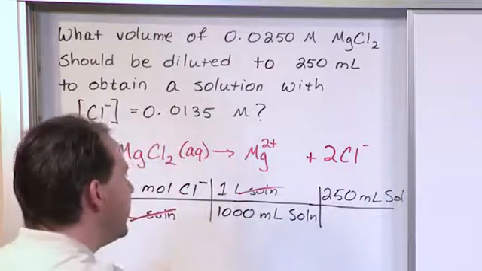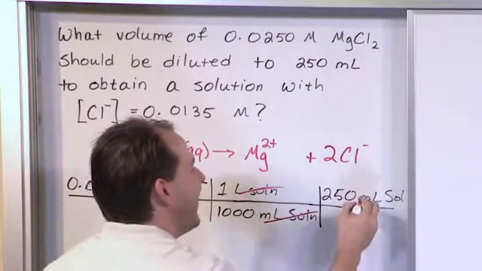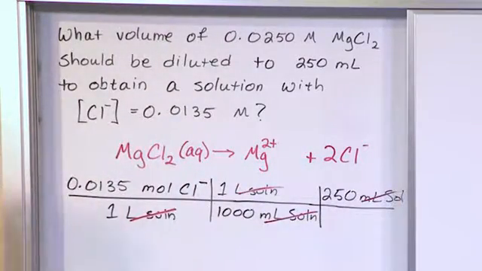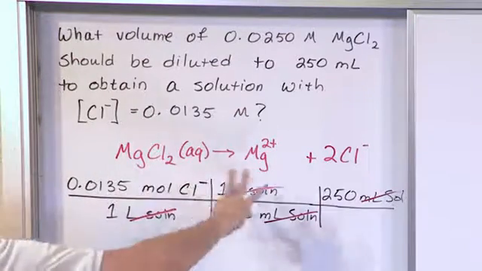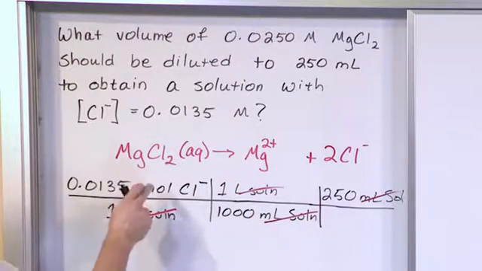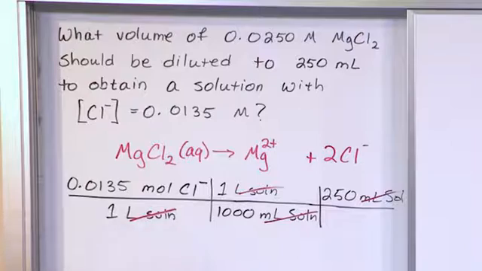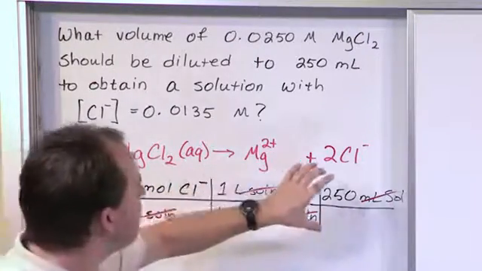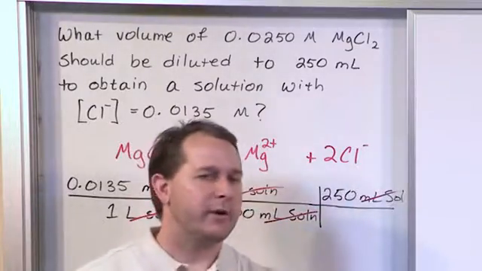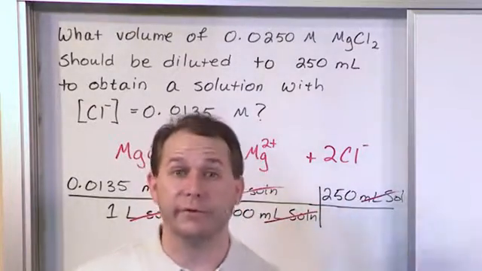Because when I do that, the milliliters of solution cancels with the milliliters of solution. What units do I have left? Here, I've canceled everything. The only unit I have left is moles of chlorine ions. So I'm not dealing with concentration anymore. When you have your concentration and you multiply it by a volume, then you don't have concentration anymore. You're dealing with moles of something.